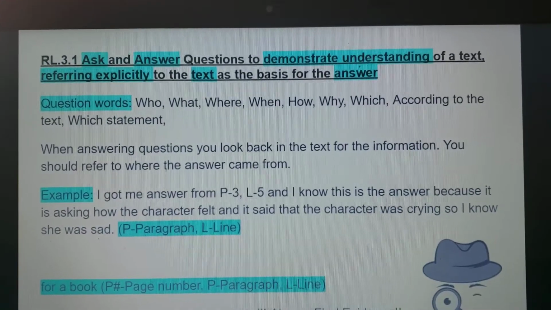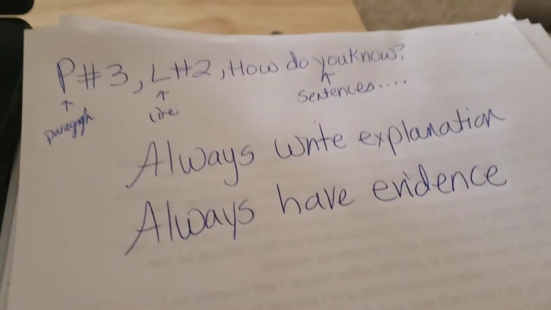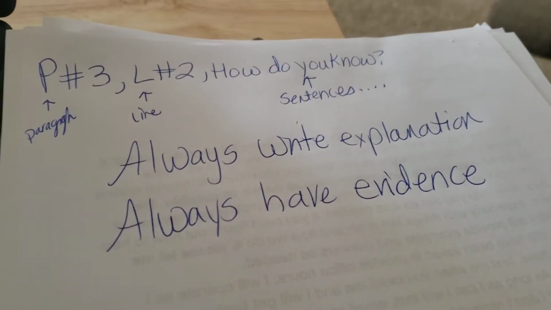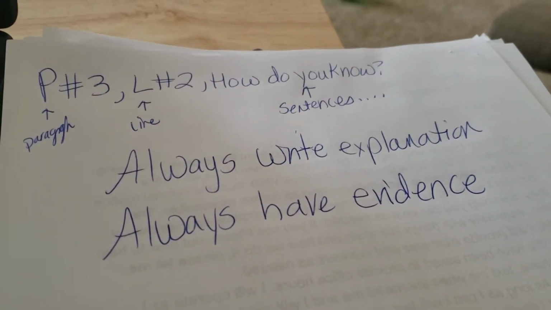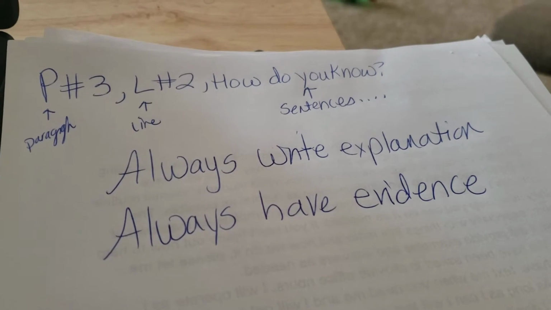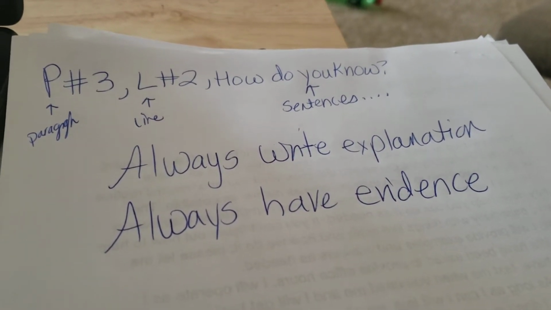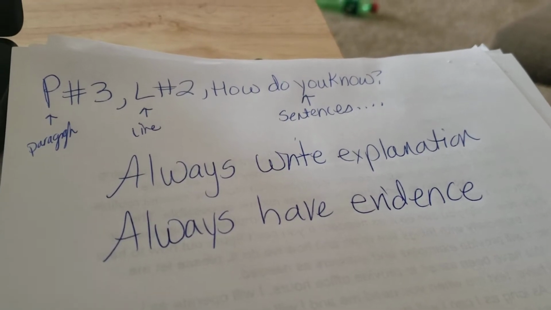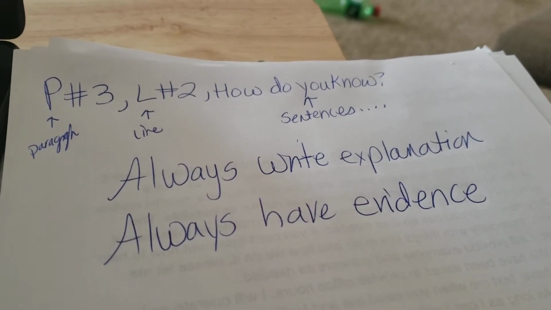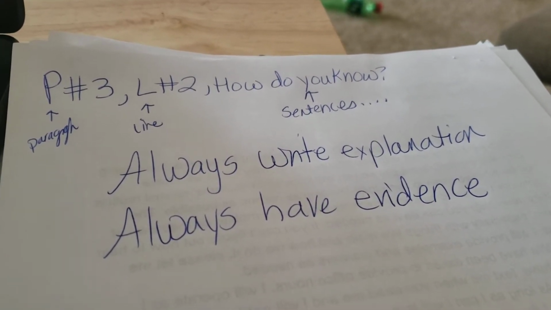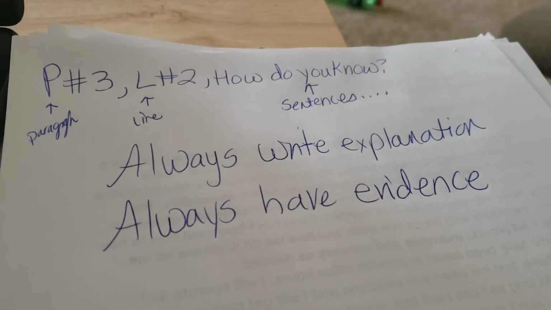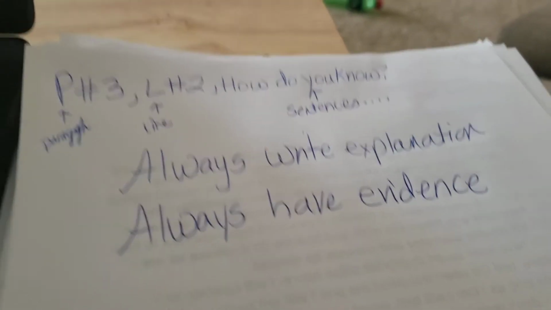And the way that we do that when we're on a computer is they have to tell me for each question what is the paragraph number that it came from, what is the line within that paragraph it came from, and how do you know? These are sentences. Always write an explanation and always have that evidence. What is it that's in that paragraph that lets you know that this is absolutely the answer to the question?